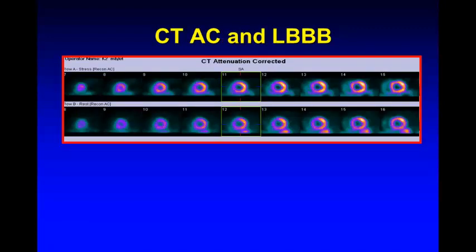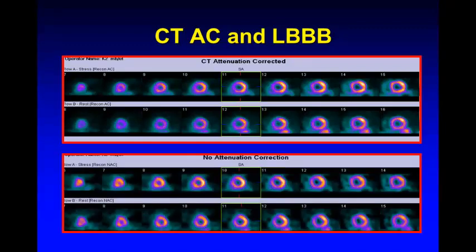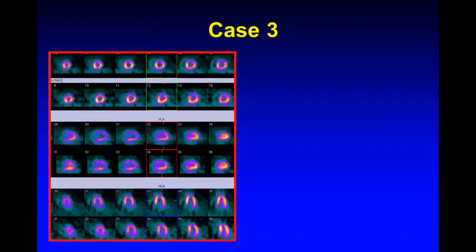This is a little bit of a tricky patient because the patient has left bundle. So I'm not expecting the defect to go away completely, but you clearly see this defect, which looks worse on rest images on the lower panel. But when we apply attenuation correction, you can clearly see now that it's a left bundle and didn't go away completely, but there is no reversibility in there.